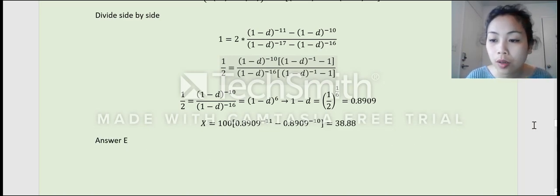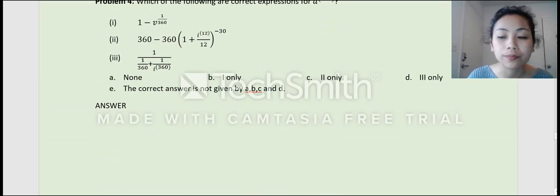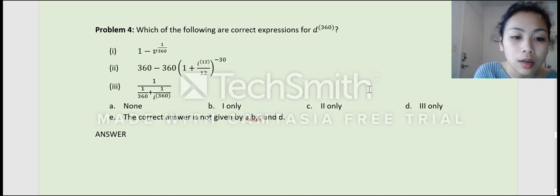Okay, let's do 2 more problems. Problem number 4. Which of the following are correct expressions for d^(360)? The first one: 1 minus v to the 1 over 360.